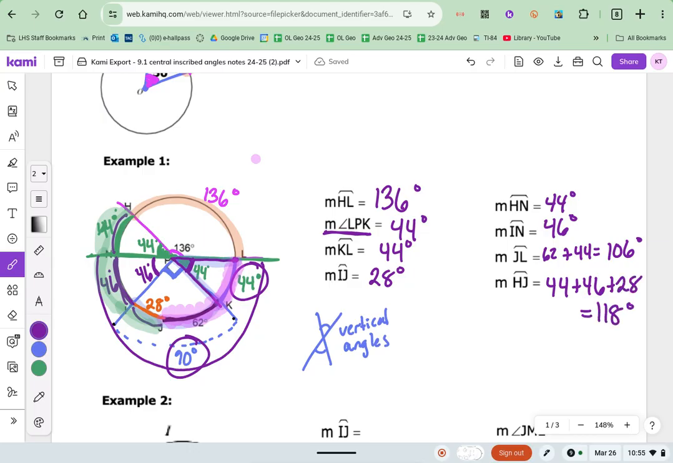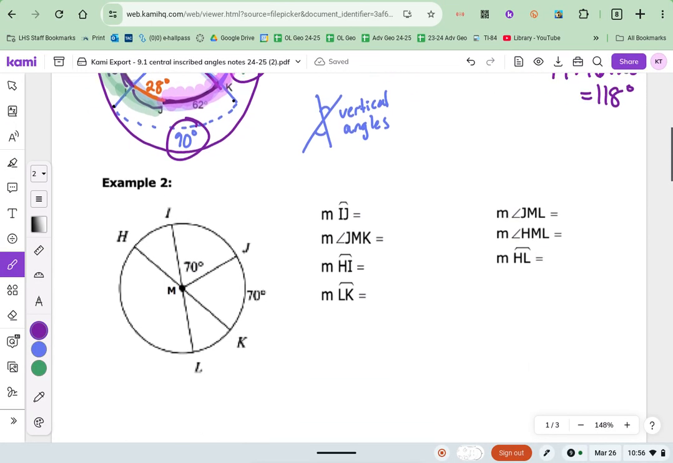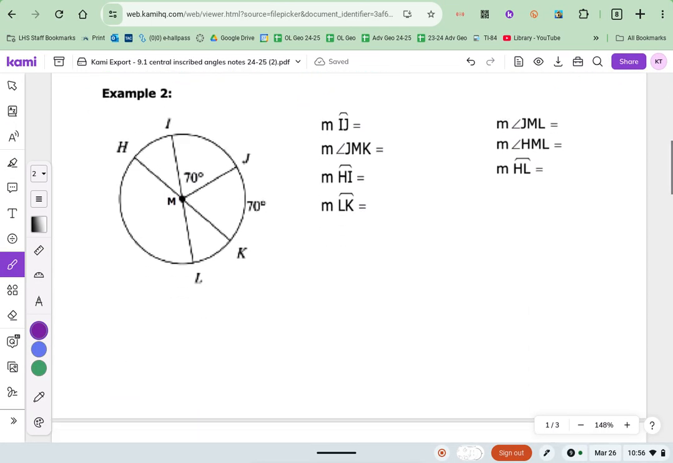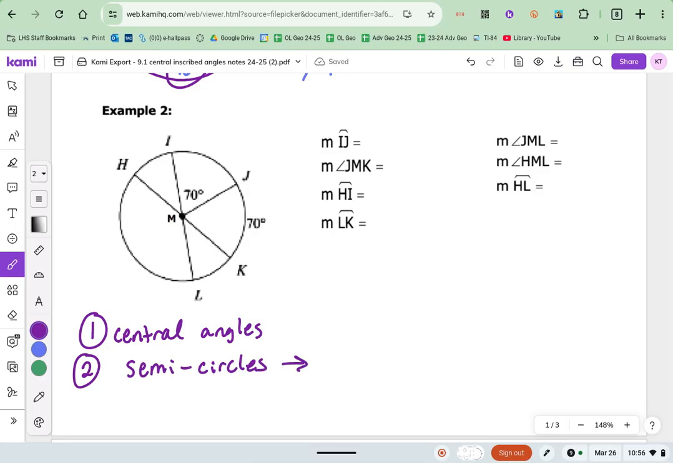Okay, I'm going to let you guys try number 2 for a couple of minutes before we do it together. I'm going to write a little list up on the board to help you guys think about what to do when you get stuck. So what you're doing first is you're using all your central angles, and you're using central angles to label arcs. If you get stuck on central angles, you're looking for semicircles because semicircles add to 180 degrees. And you can also look for vertical angles because vertical angles are congruent to each other. So those are the 3 things that you're going to be using to try and find those missing pieces.